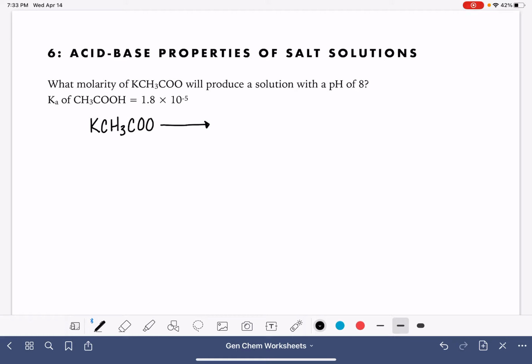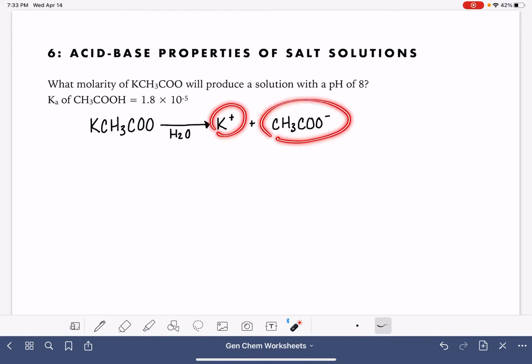So what we want to do is imagine the dissociation of the potassium acetate, splitting it apart into its cation, which is potassium ion, and its anion, which is the acetate anion CH3COO-. And our goal here is to figure out, of these two, the cation and the anion, which one is contributing to the pH. So which one is neutral? We want to classify them: neutral, acidic, basic, etc. The potassium ion K+, because it's a group 1 ion, it is a neutral cation. All of the cations in group 1 and group 2, they're always neutral.